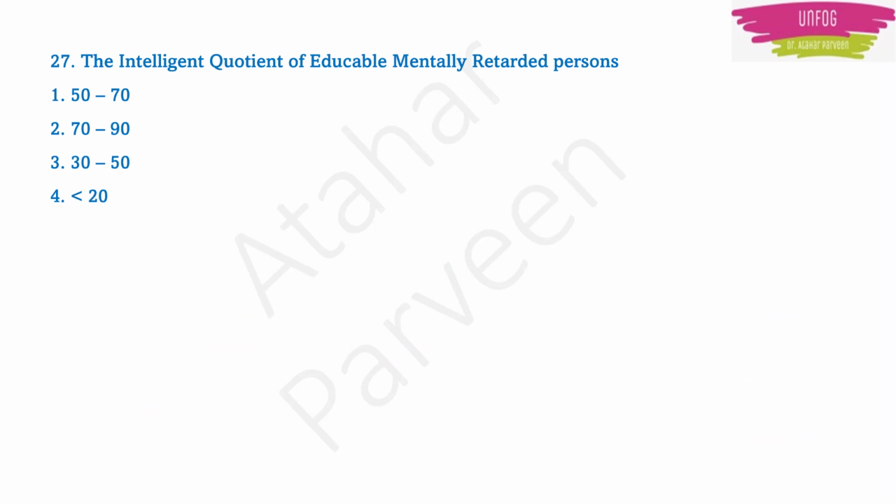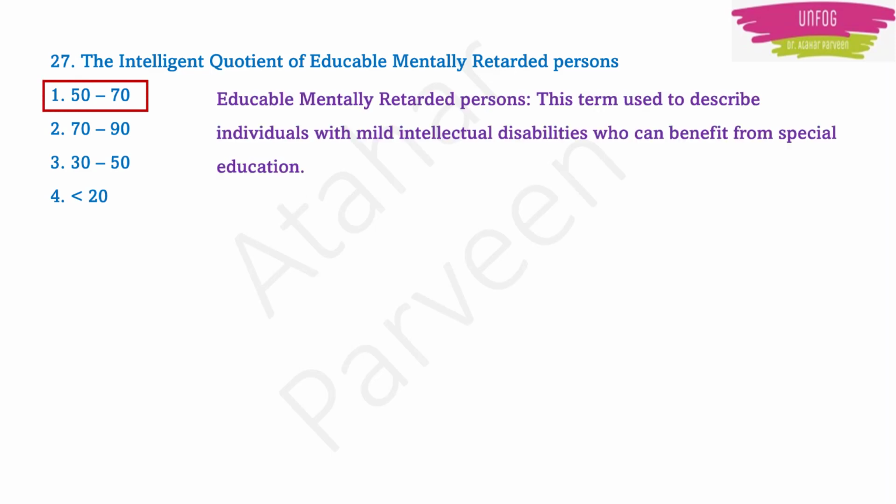Next, question number 27. The intelligent quotient of educable mentally retarded persons. So we have to say the IQ of educable mentally retarded persons. It is 50 to 70. Actually, these educable mentally retarded persons are those individuals who have mild intellectual abilities. Their IQ is 50 to 70 because these individuals can benefit from special education.